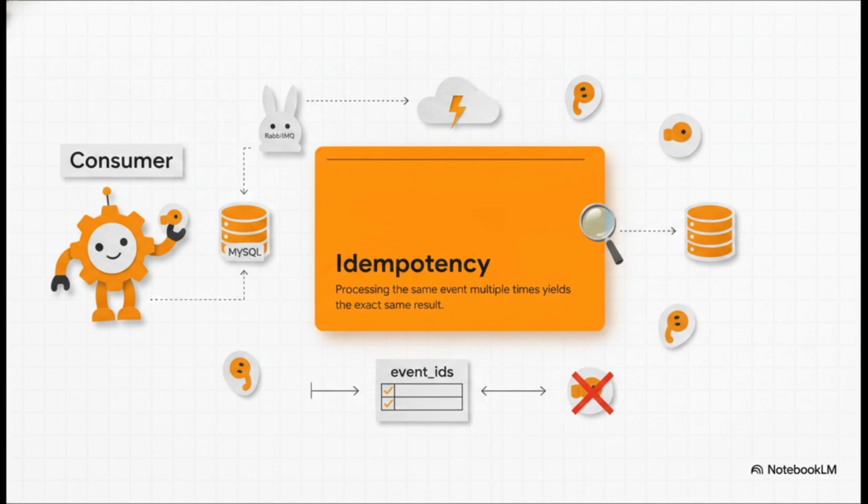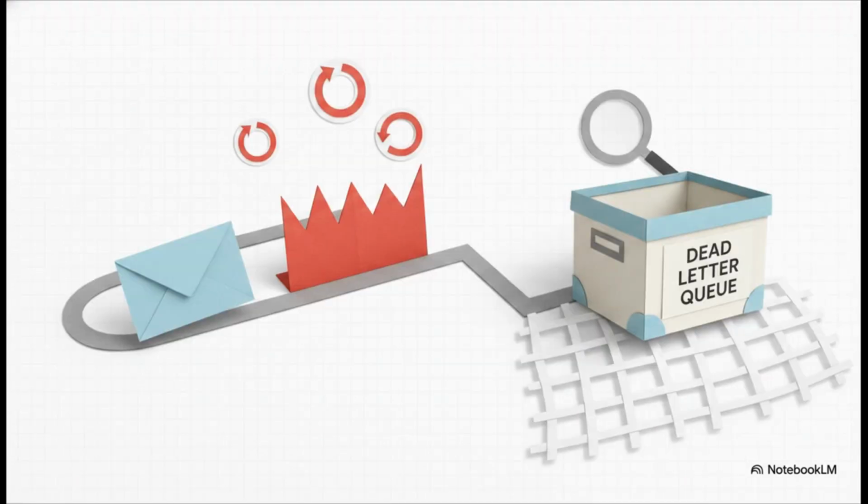We solve this by having our consumer track processed event_IDs in a small, dedicated MySQL table. Before processing any message, it checks this table. If it's seen the event_ID before, it just says nope and safely ignores the duplicate message. But, we still need an ultimate safety net for when things truly go wrong.